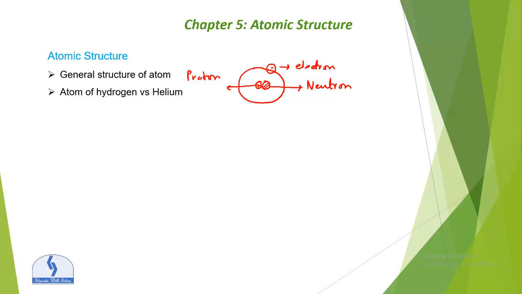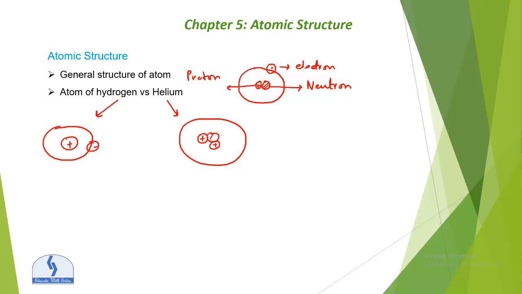Okay, atom of hydrogen versus helium. So let's draw it. Hydrogen, this is an atom. Hydrogen has only one positively charged particle, and this is an electron. And what about helium? Helium has two positively charged particles, two neutrons and two electrons. This is basically the structure of hydrogen versus helium.